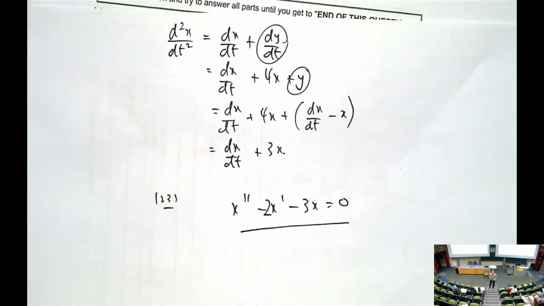So, which one's better? They're both good. The second method's good because it's probably familiar. The second equation's familiar. What do people think at home?